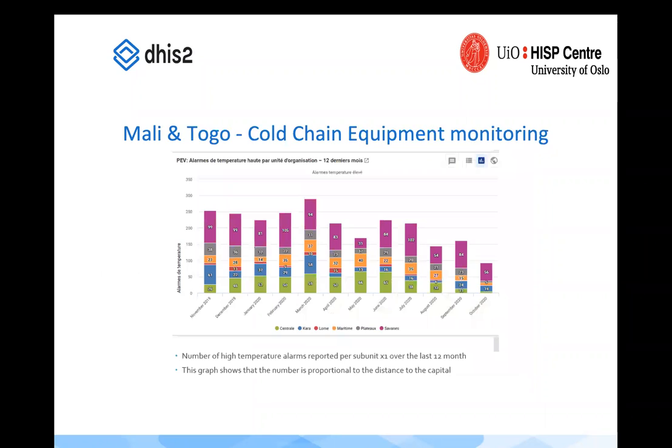And this is another potential representation, which simply displays a number of temperature alerts. So you can have this by facility, by district, at the country level, with a number, eventually the duration. You could do this analysis also by type of equipment, for example, to detect equipment that is particularly susceptible to cold chain failures.